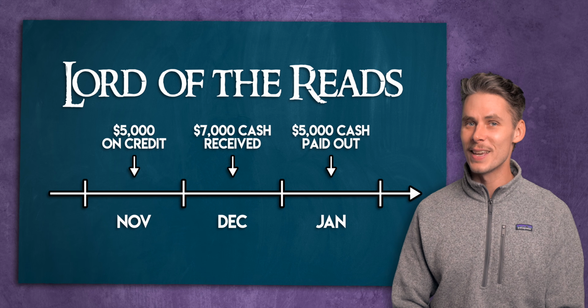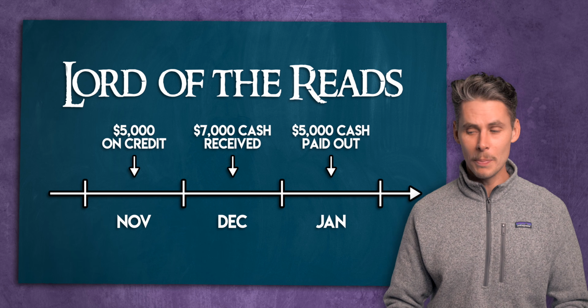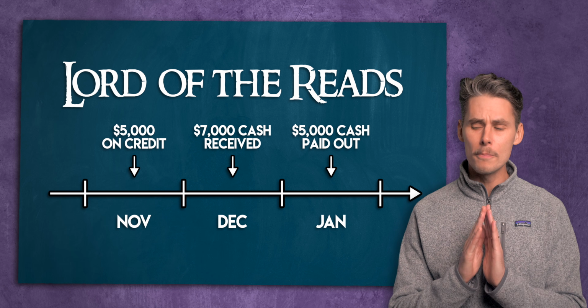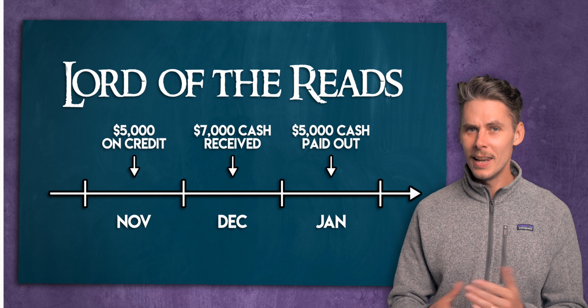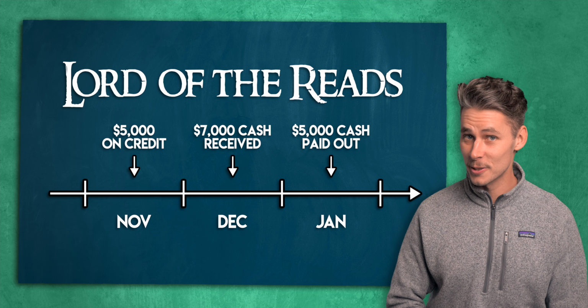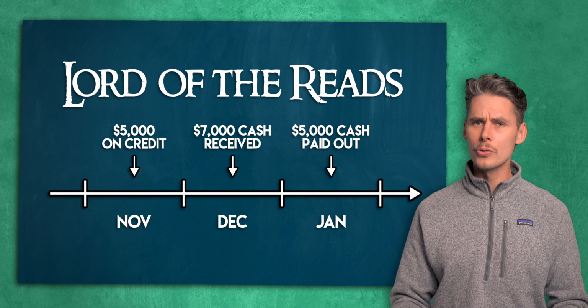Well, that's where things get interesting. Depending on the accounting method you use, those same 3 months can tell a completely different story. Let's see what happens when we apply the cash method to Lord of the Reeds. Under cash accounting, the rules are simple.